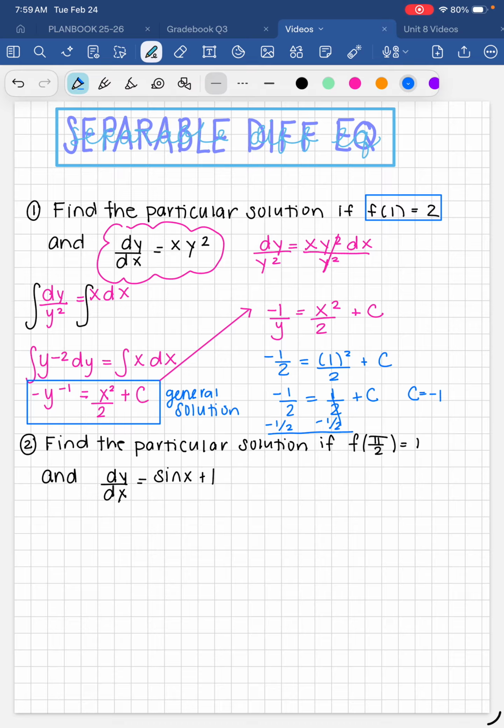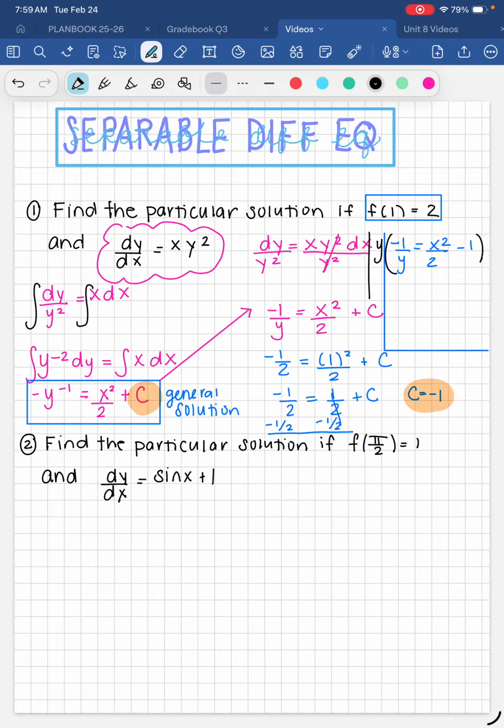So now we're going to go ahead and replace this c right here with negative 1. I'm going to do that right over here. So we're going to have negative 1 over y equals x squared over 2 minus 1. And remember, we want to solve for y. That's the whole thing behind a particular solution. So watch what I'm going to do. I'm going to multiply both sides by y.